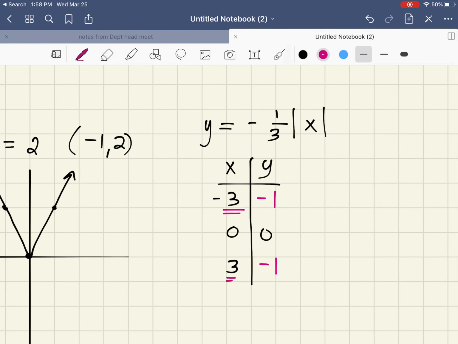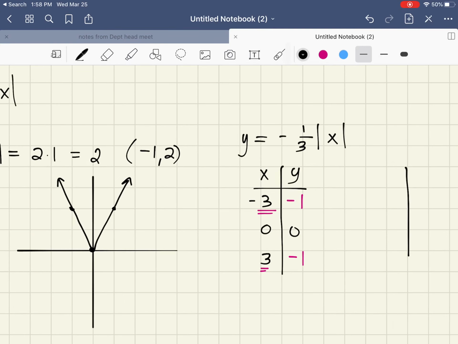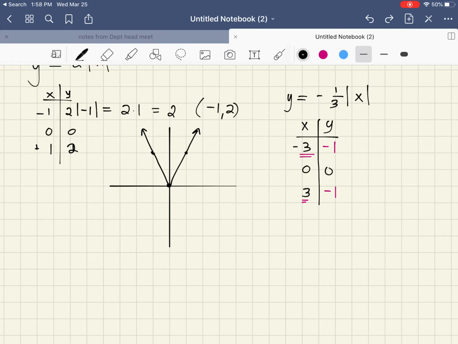So in this equation, I don't really have a lot of room over there. I'll graph it below. Two things are happening. I have 0, 0. I have -3, -1, and I have +3, -1. So it has done a couple different things here. It has gotten much wider or shorter, and it's also flipped over the x-axis.